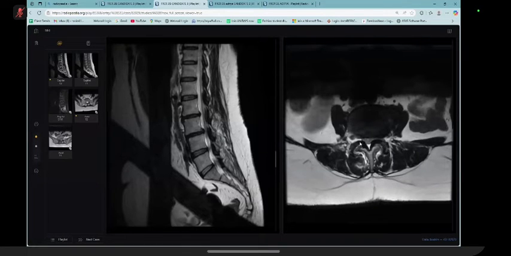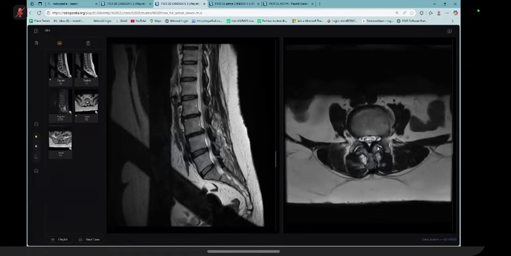Here I can see that there is a marked disc bulge with marked left side neural exit foraminal narrowing, and it causes thecal sac compression, and there is evidence also of the nerve root appearing to be aggregated, and also I can see that there is evidence of mild ligamentum flavum hypertrophy. And also there is evidence of facet osteoarthropathy.